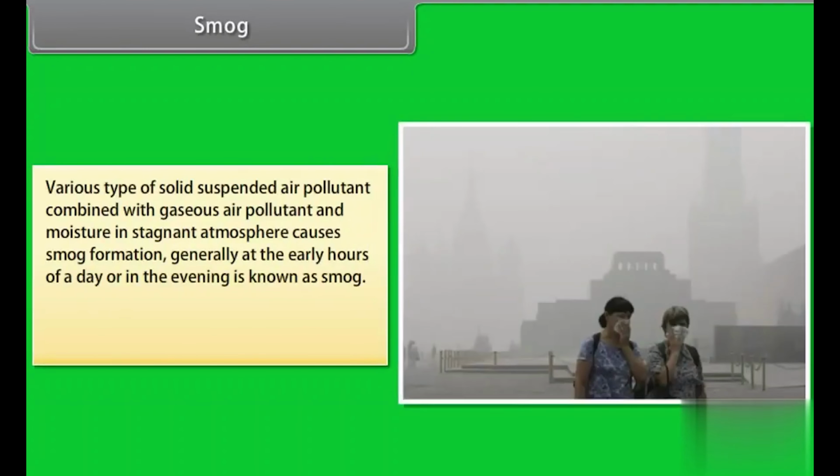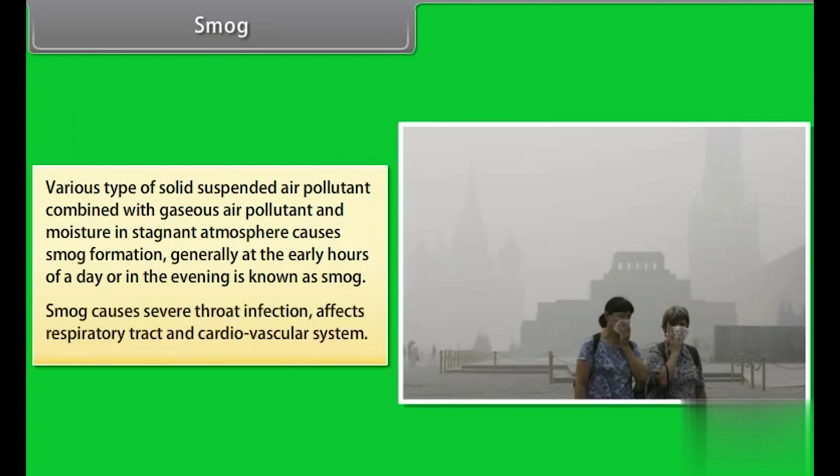Combination of smoke and fog is generally known as smog. Various types of solid suspended air pollutants combined with gaseous air pollutants and moisture in a stagnant atmosphere cause smog formation. Generally at the early hours of the day or in the evening it is known as smog. Smog causes severe throat infection, affects the respiratory tract and cardiovascular system.